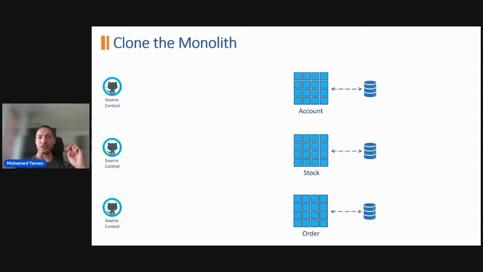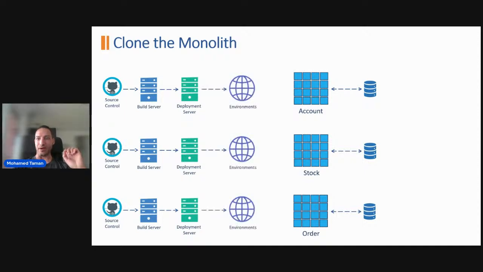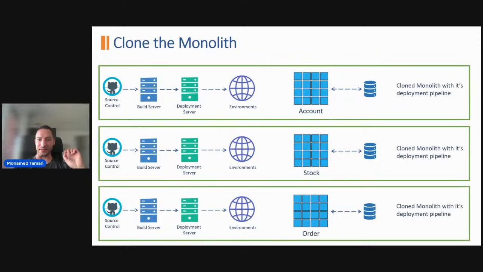So each team needs to have its code in source control, as I have mentioned before, and its build server configuration to independently build its version of the code. They also need their deployment server configuration to independently deploy and release their code versions. Ideally, they also need to have their environment and test environment to independently verify their changes in terms of upgrades and fixes.